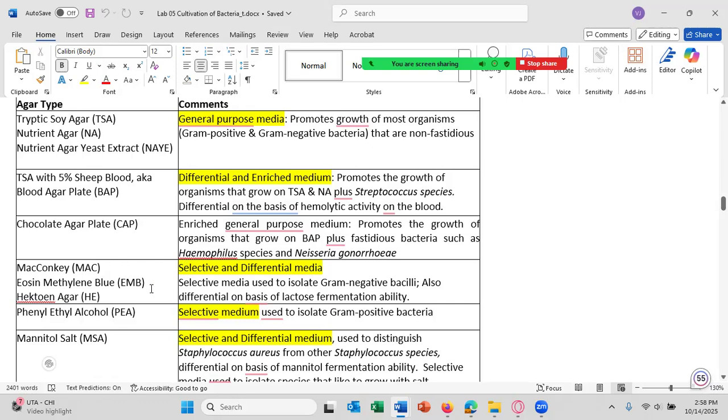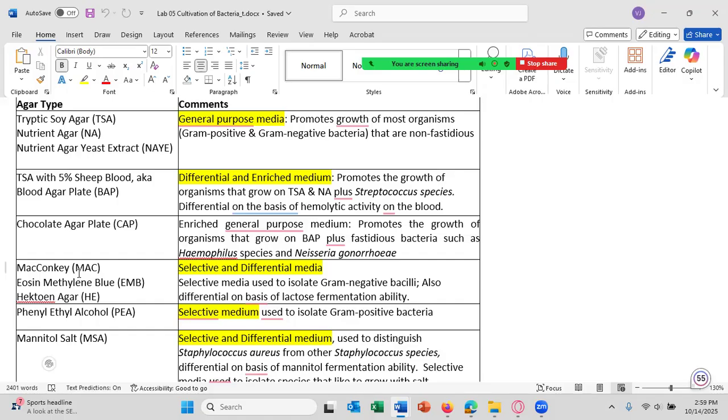Then we have McConkey's, MAC, eosin methylene blue, or EMB, or Hektoen agar, or HE agar. These three are all selective and differential. All three of them are selective for gram negatives, so gram negatives will grow on these three media. And they're all three differential on the basis of the fermentation of lactose. McConkey's I've already talked about. If it can ferment the sugar lactose, it will turn a pinkish color.